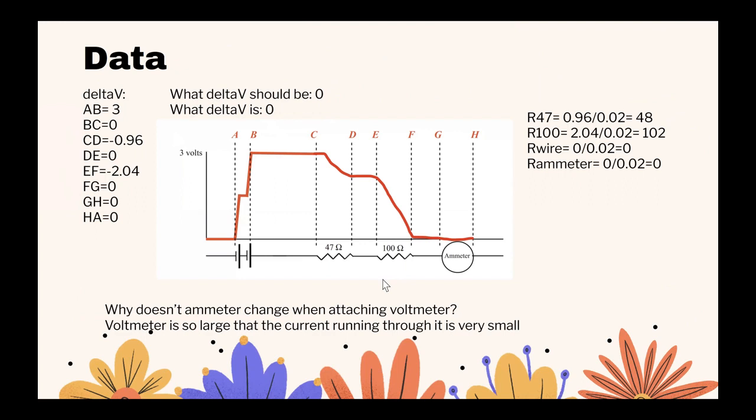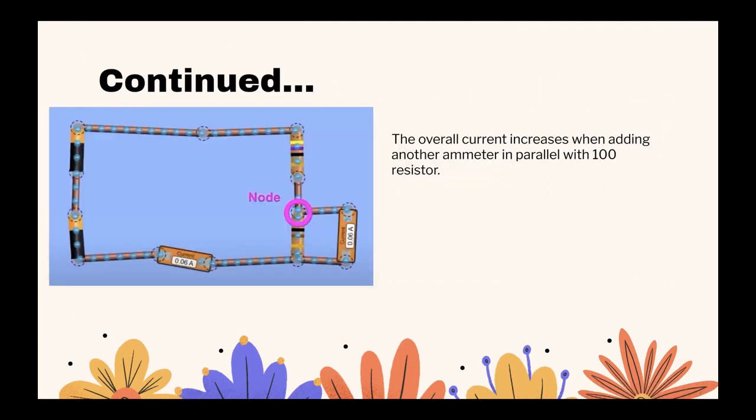So why doesn't the ammeter change when attaching the voltmeter? The voltmeter's resistance is so large that the current running through it is so small that it doesn't really affect it. This continued: the overall current increased when adding another resistor in parallel with the 100 ohm resistor.